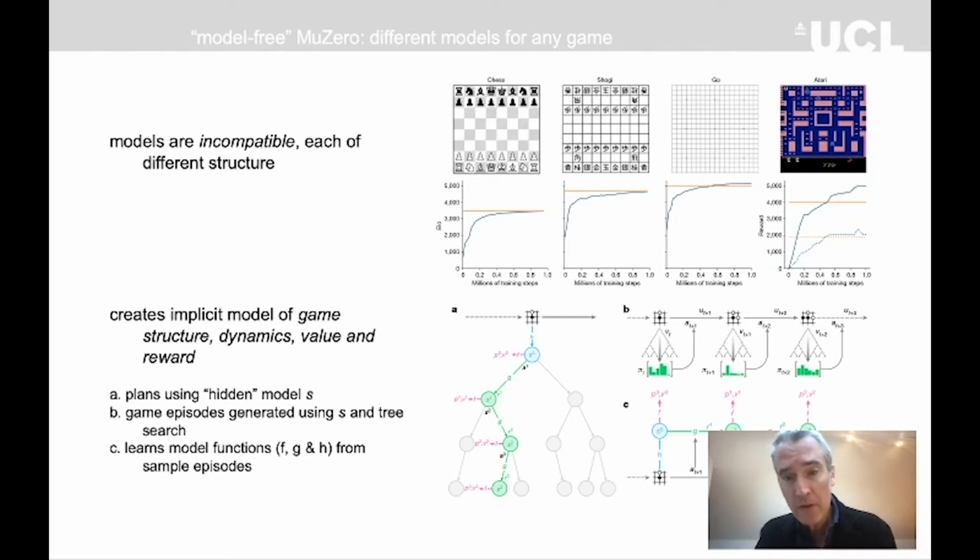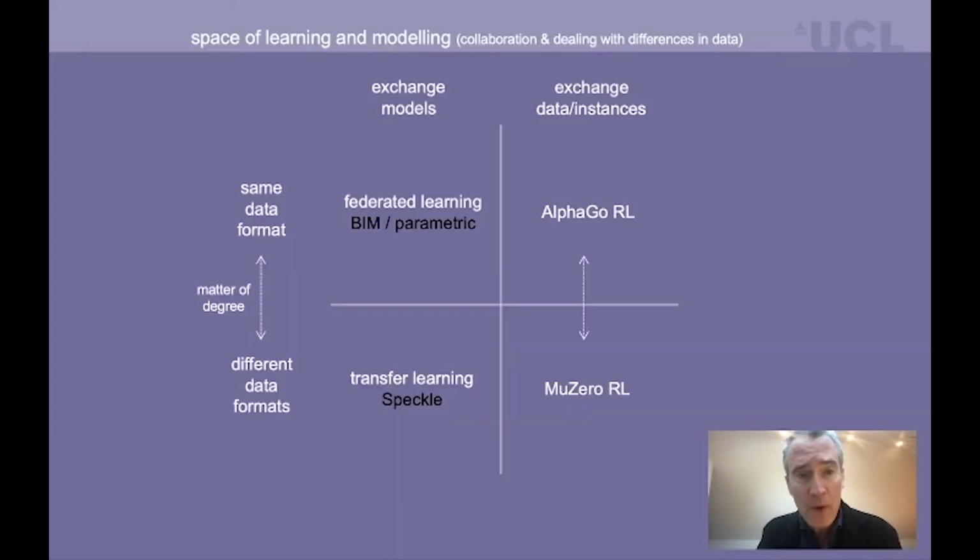It understands all of this because it learns it from the examples itself. But the models that it builds, these implicit models, are actually incompatible with one another. Chess and shogi and Go are very different games, but the same kind of structure can be used to build any of them. Now, the point here is that, again, we're going from the same data format, everything tuned for Go, with a rudimentary model of how Go works in AlphaGo, all the way to MuZero, which has different data formats and can learn different games.